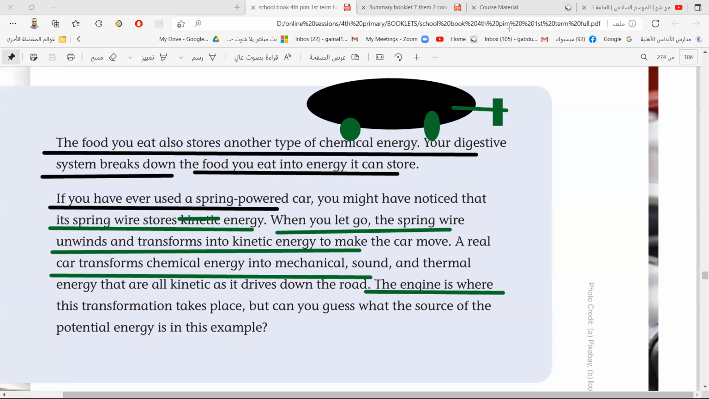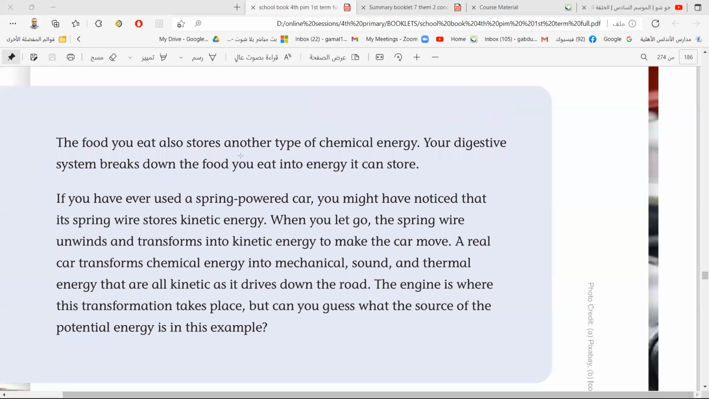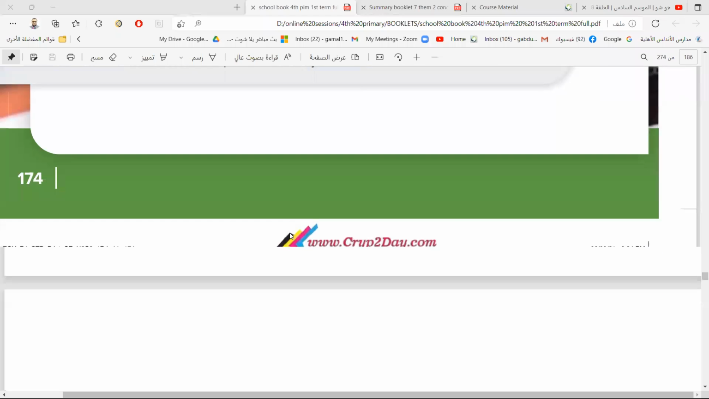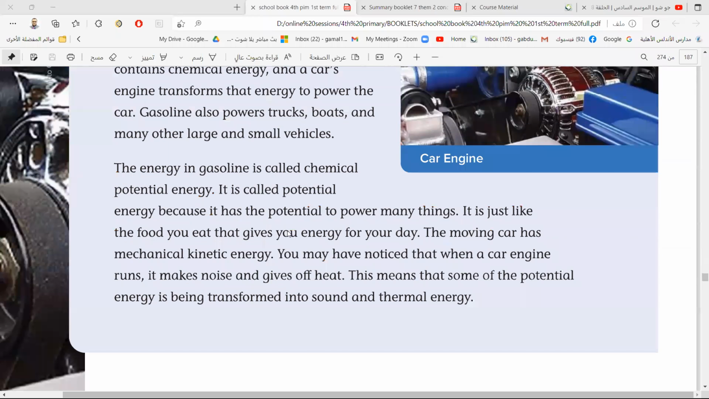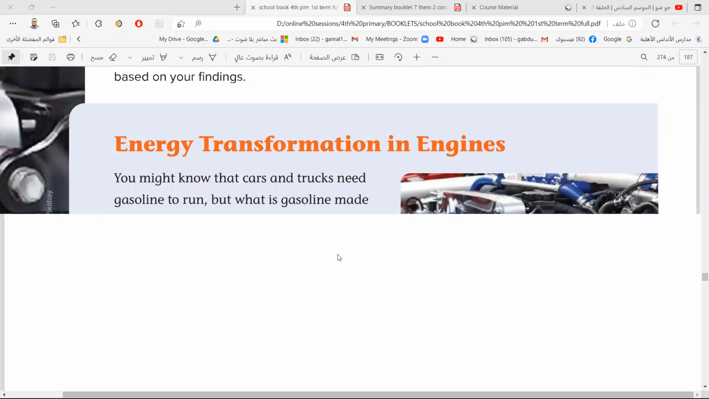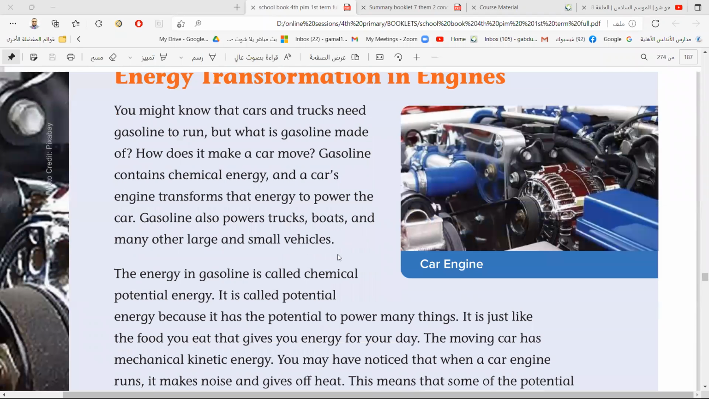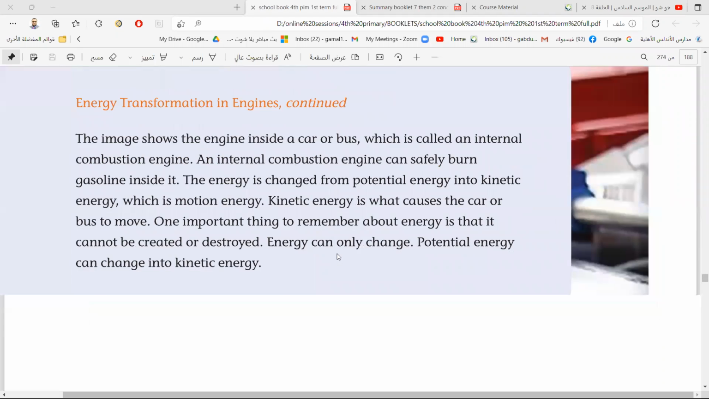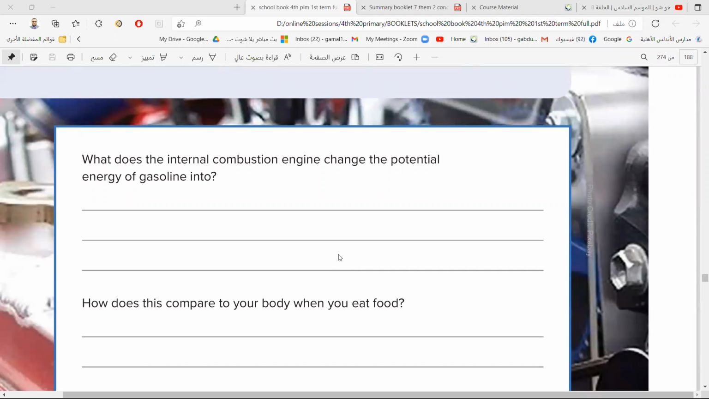Now, the next page will be the last homework, shabab. Page 178. Just 1 minute. We talk about the car engine. Again, I will help you in this homework. This page is page 176. I will tell you again. Remember with me. You can write with me if you want to.